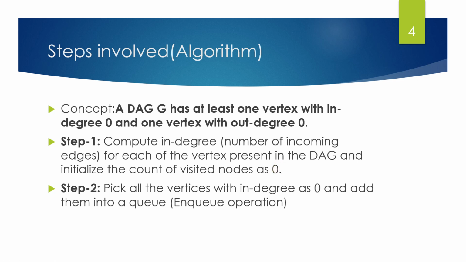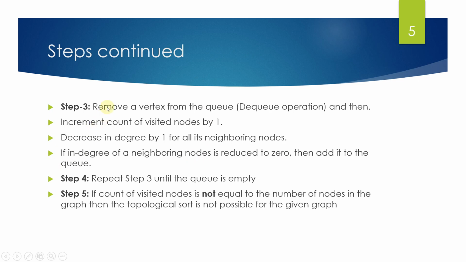Then step 2. Pick all the vertices with the in degree as 0 and add them to a queue. So we're going to be initializing one queue and we have to put all the vertices that we have calculated the in degree that are 0 in that queue. Okay. So step 3. Now we'll remove a vertex from the queue. That is the dequeue operation in any language that you perform, and then increment the count of visited nodes by 1 since we visited that node, and decrease the in degree by 1 of all of its neighboring nodes.